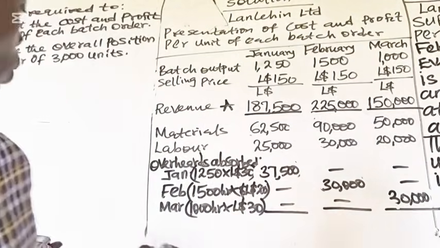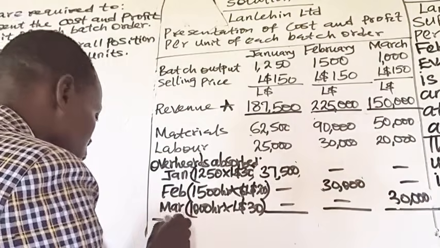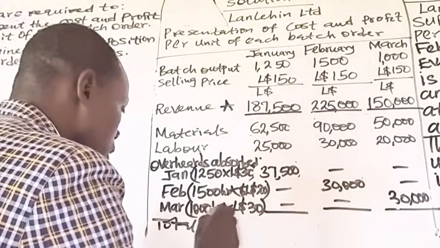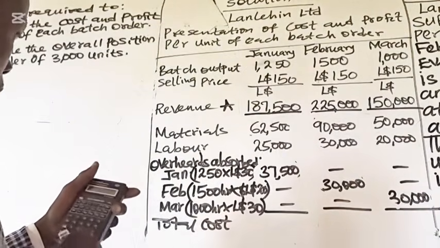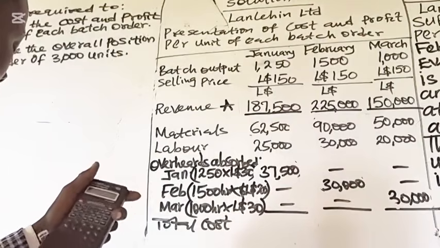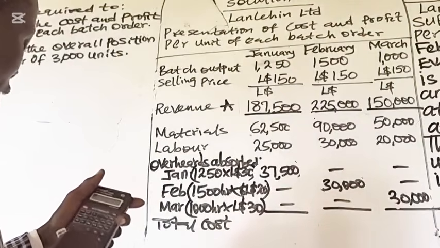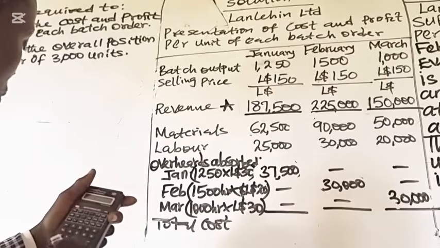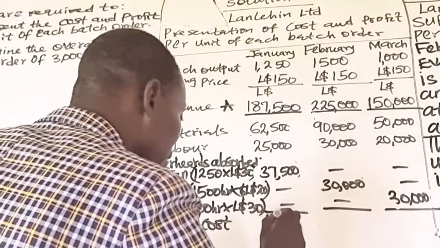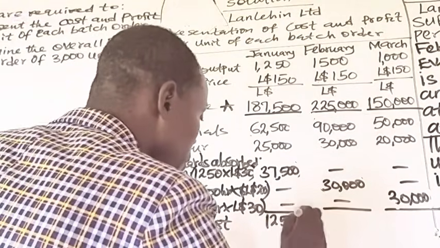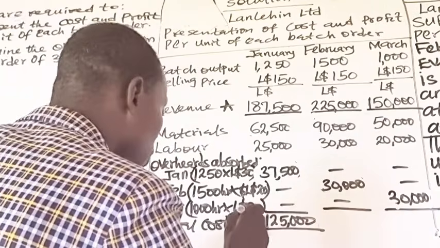Now, total cost. So we sum up all our costs: 62,500 plus 25,000 plus 37,500. In the month of January, the total cost amounted to 125,000. Let me have the total cost as B.